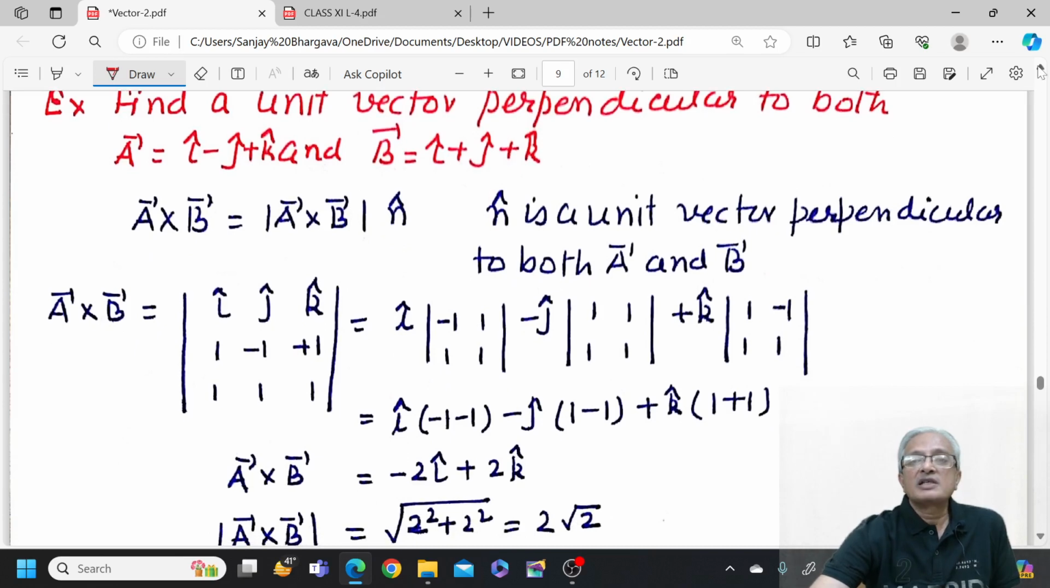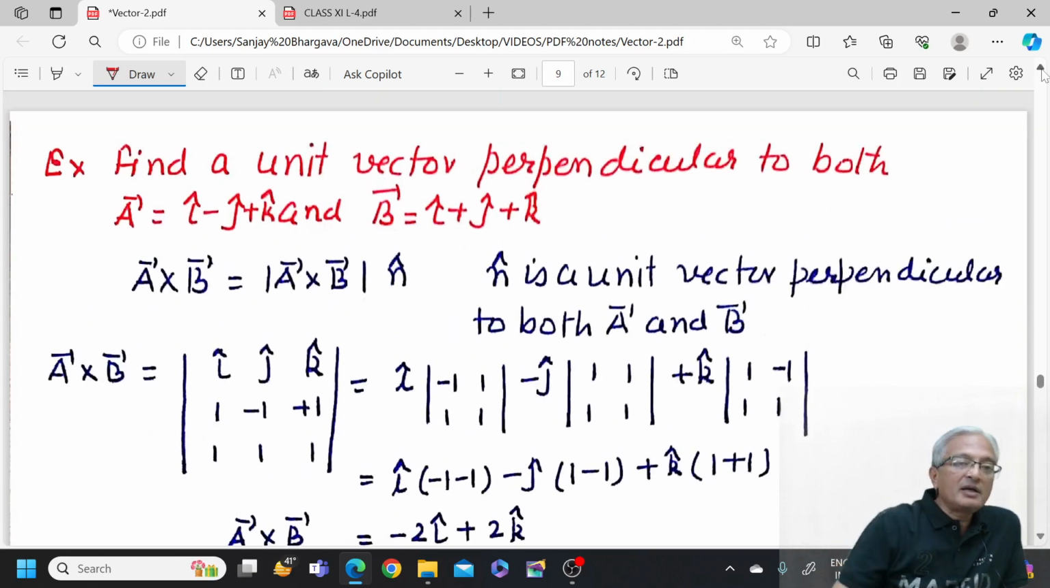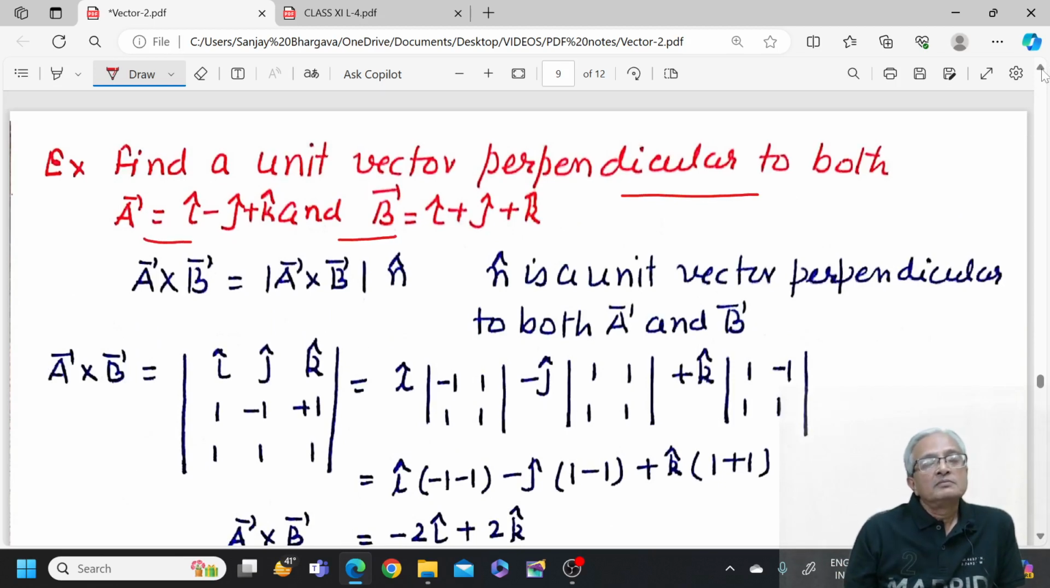Now, what does this example say? Find a unit vector perpendicular to both a and b. While discussing the cross product, we said a vector cross b vector would be magnitude of a cross b into n cap. And what is n cap? It's a unit vector perpendicular to both a vector and b vector.